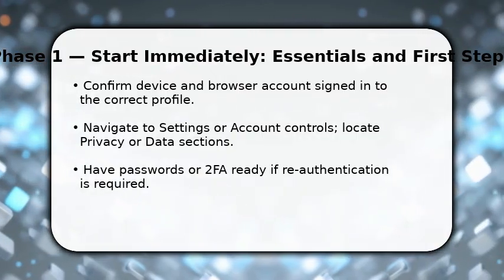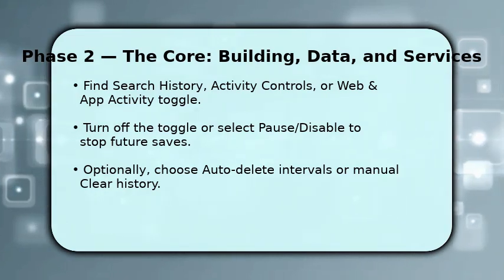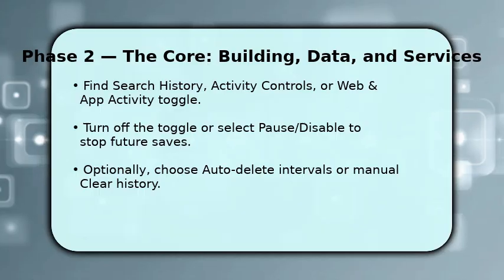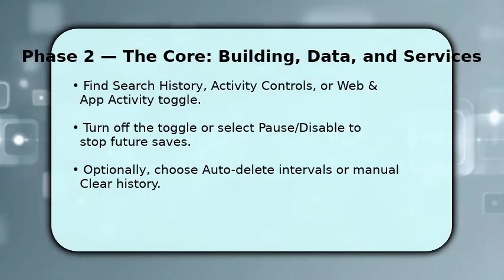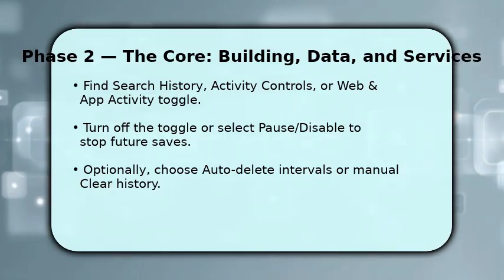Now, locate the search or activity options and tap to view the stored queries. We'll act on them immediately. Next, find the search history or web and app activity control. Platforms label it slightly differently, but the goal is the same. Turn the toggle off or choose pause to stop future searches from saving.